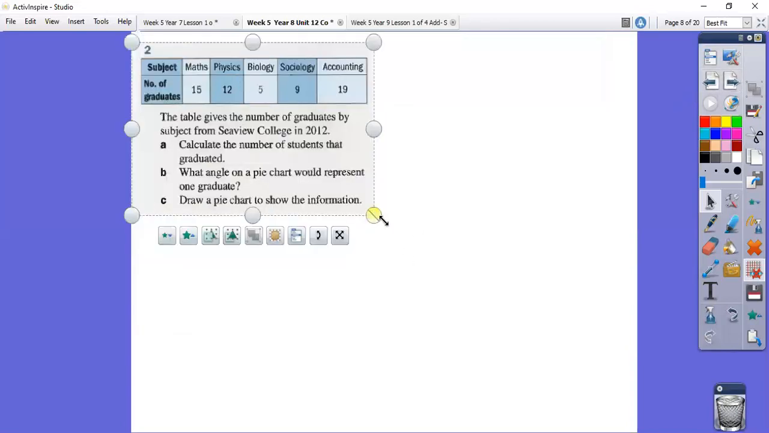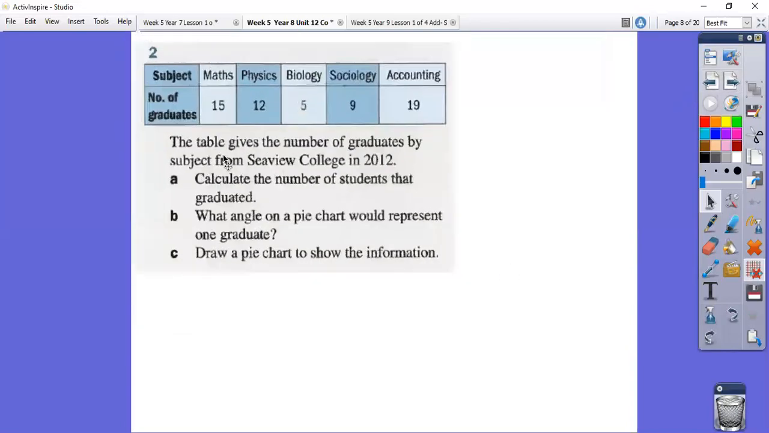Question 2, you have this table. The table gives the number of graduate subjects from CV College. So calculate the number of students that graduated. Again, just add up the total. What angle of pie chart would represent one graduate? So 360 divided by the total of the graduates gives you the angle for one graduate. And draw a pie chart to show this information.